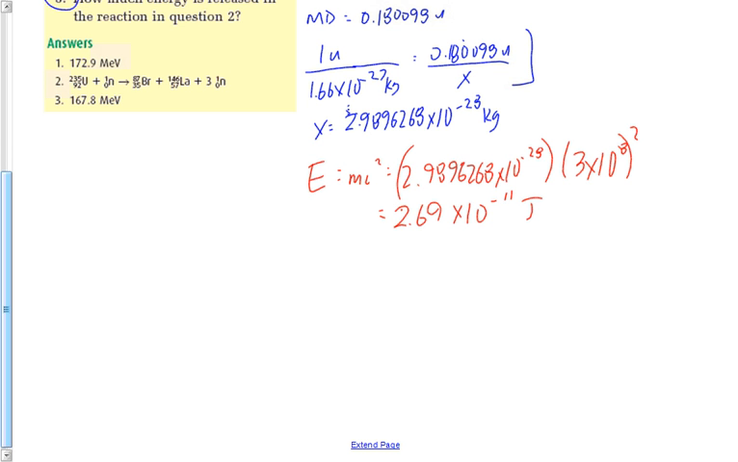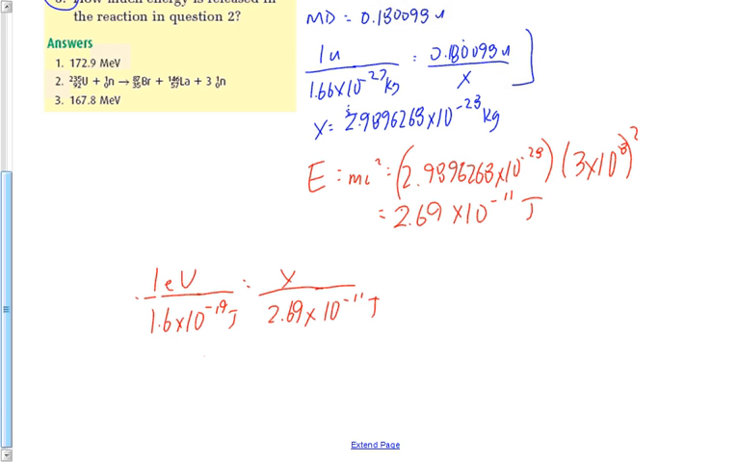Now, I'm fine with that. I'm fine with you getting it in joules. But if this is an exam and you got 4 options and they're all in mega electron volts, then we have to be able to convert to mega electron volts. So let's say 1 electron volt is 1.6 times 10 to the minus 19 joules, equals X electron volts over 2.69 times 10 to the minus 11 joules.